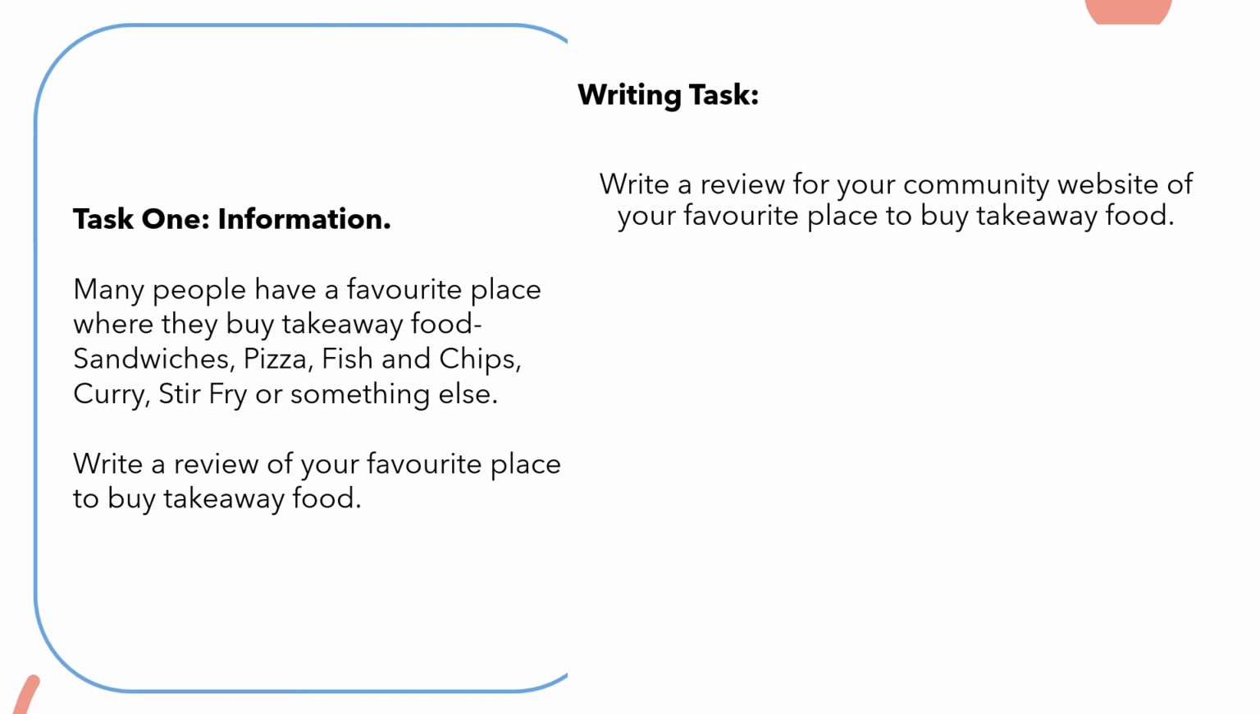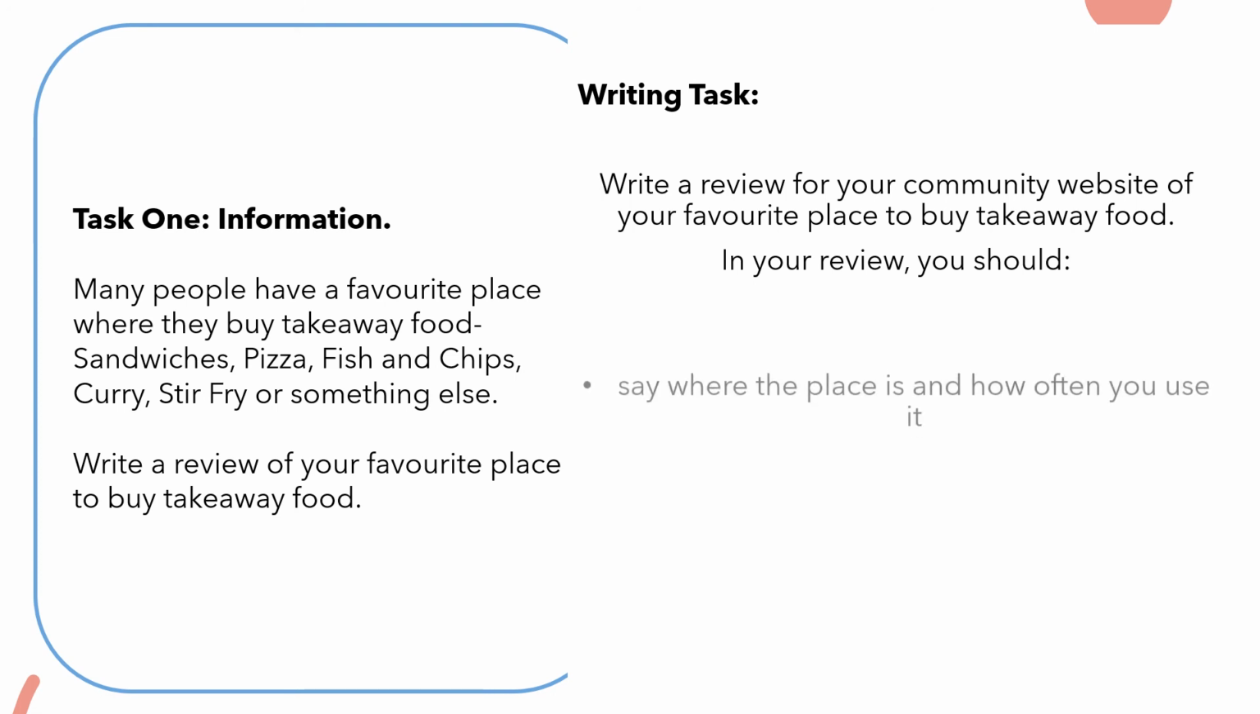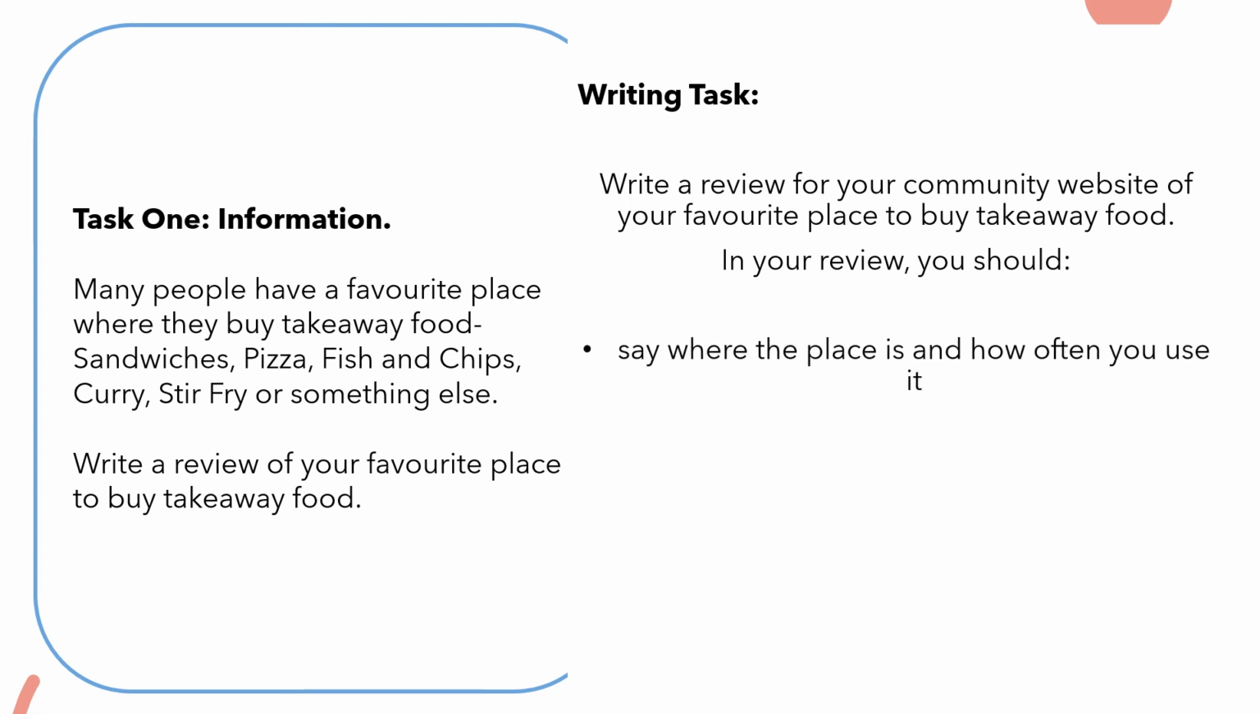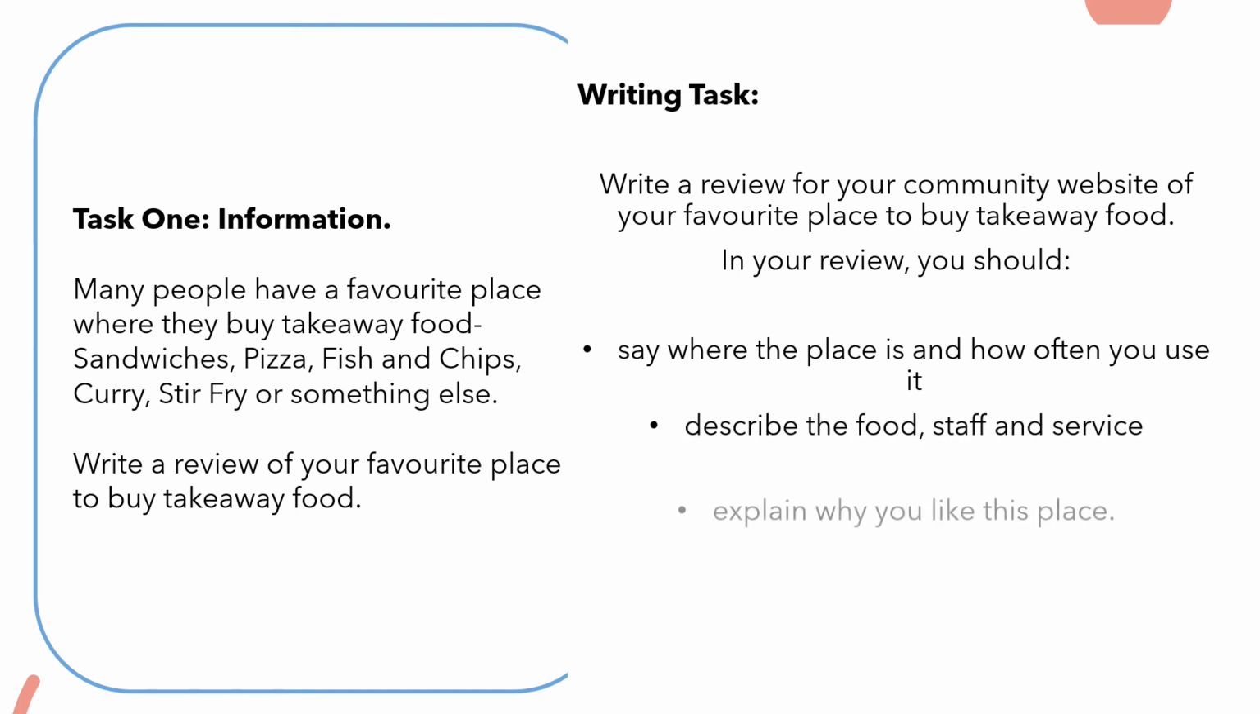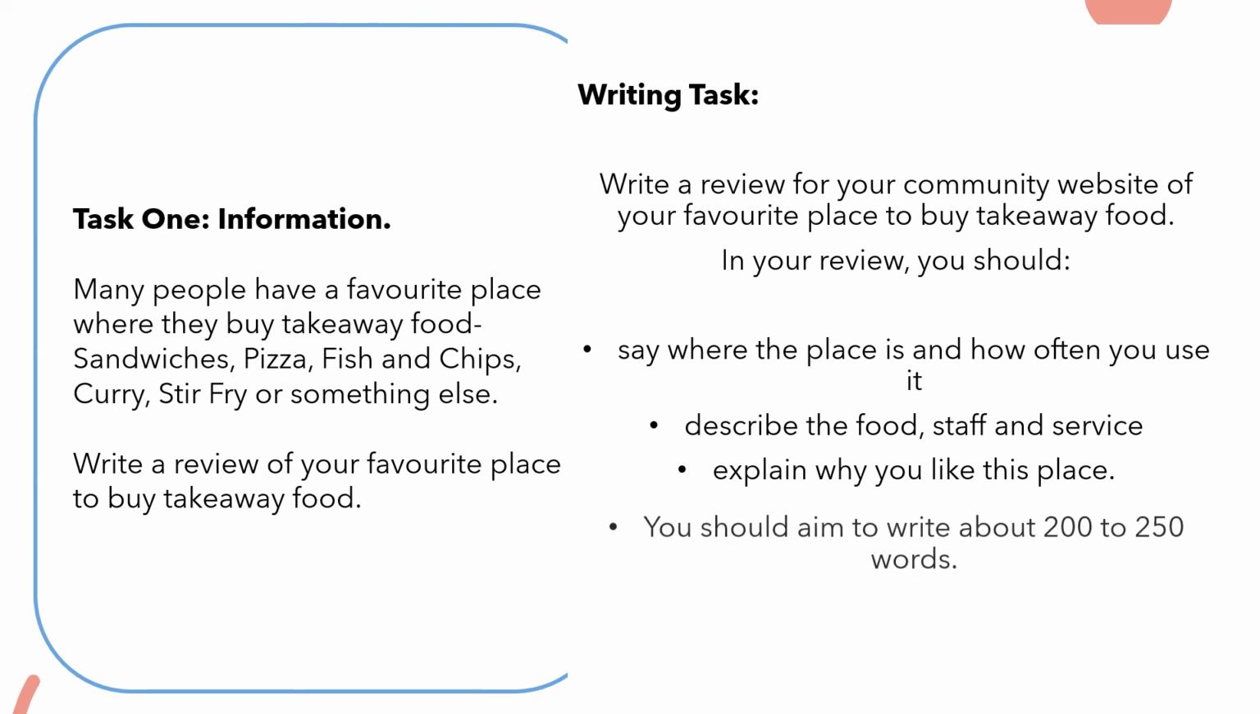Write a review for your community website of your favourite place to buy takeaway food. In your review you should, and the bullet points are always going to be really important when we come to write a response, because that's going to be the main thing that helps us to know what we need to focus on. So say where the place is and how often you use it. Describe the food, staff and the service, and explain why you like this place. Now this all comes into the 5 W's as well. If you're not too sure what I mean by that, please do check out our video that goes into more detail about the 5 W's and how you can use them in your writing.